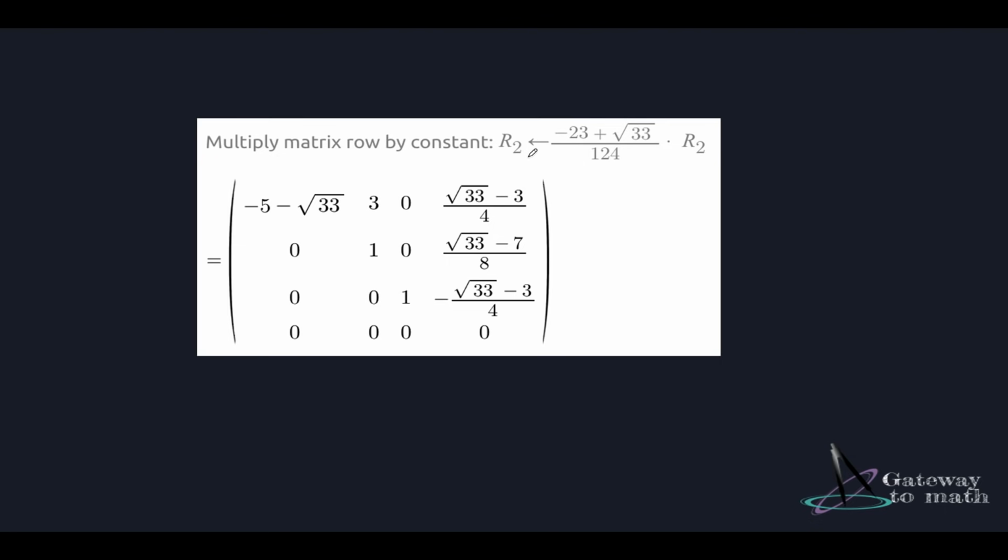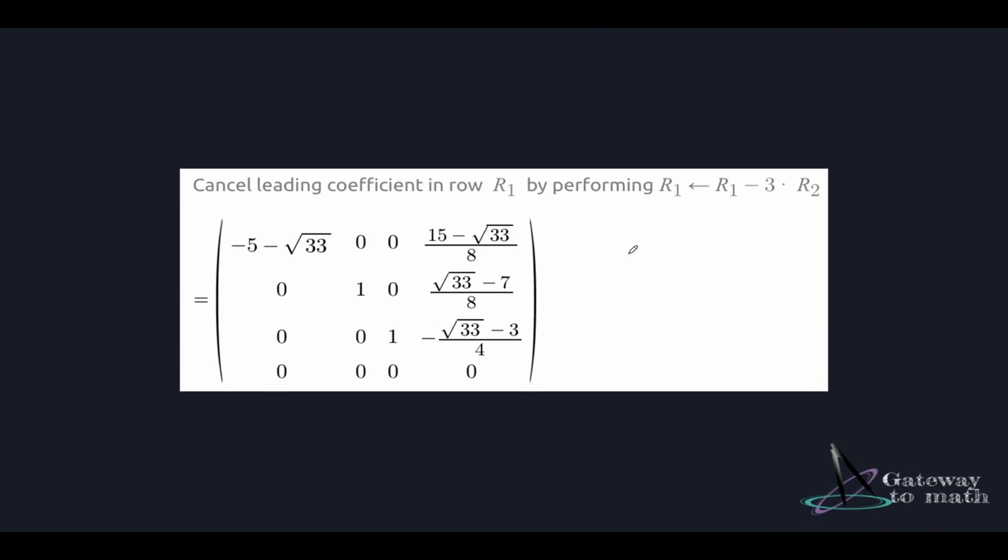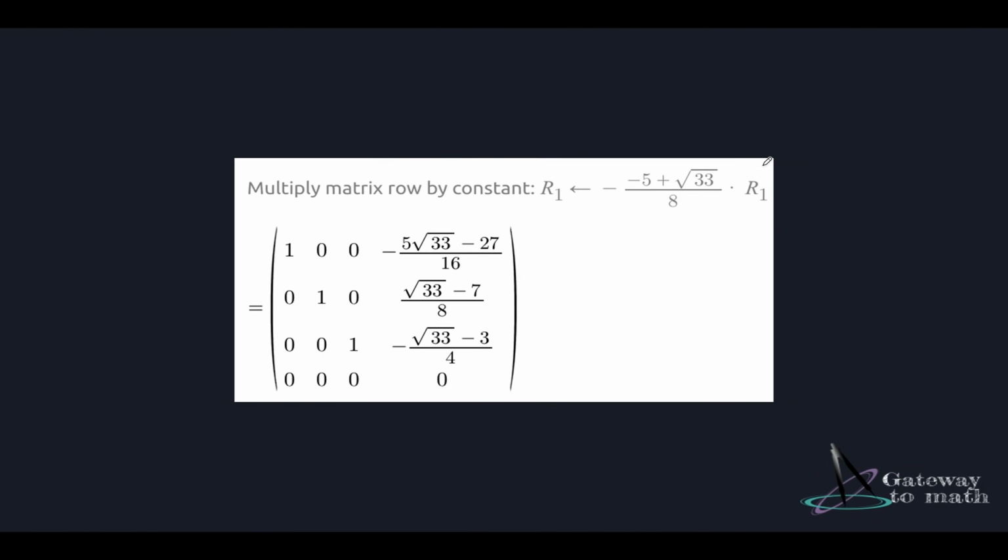Next operation on R2: minus (23 plus under root of 33) upon 124 times R2. So the values in R2 equal 0, 1, 0, (under root 33 minus 7) upon 8. Next operation: R1 minus 3 times R2, inserting it in R1. The new values of R1 equal minus 5 minus under root of 33, 0, 0, (15 minus under root of 33) upon 8. Next operation again on R1: minus of (minus 5 plus under root of 33) upon 8 times R1. The value equals 1, 0, 0, (minus 5 under root 33 minus 27) by 16.